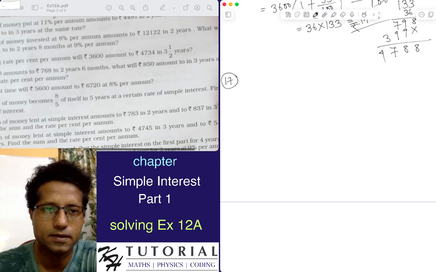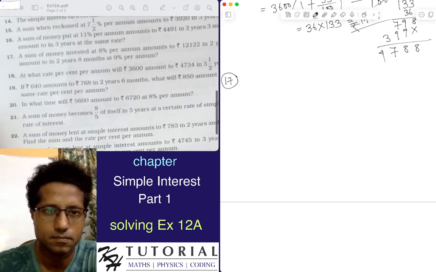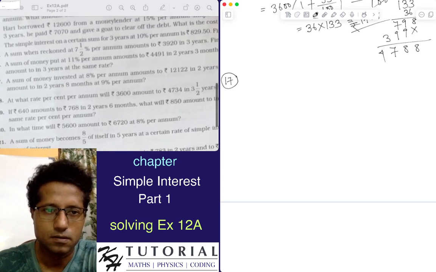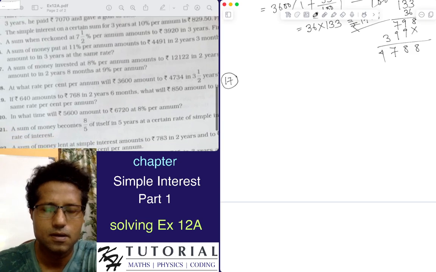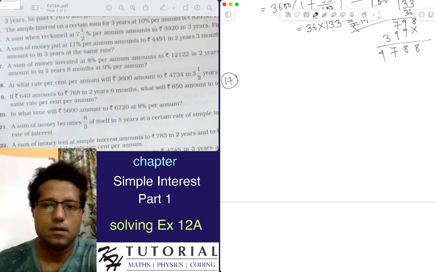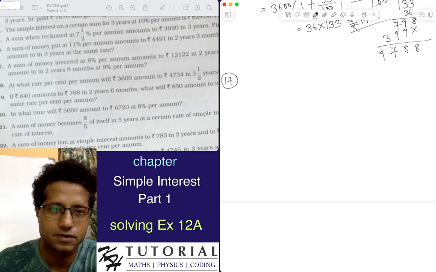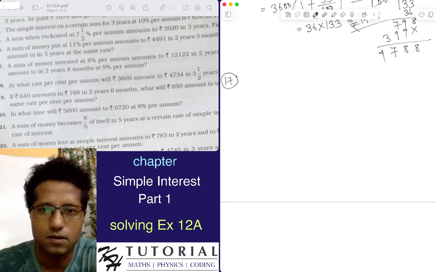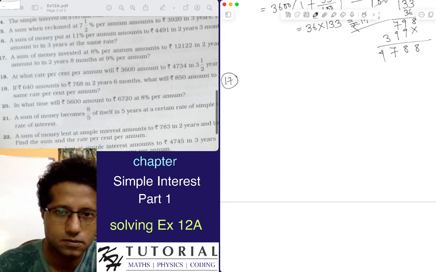What will it amount to in 2 years, 8 months at 9% per annum? Now let me see. I do not think we have to find the sum. So we have a sum of money invested at 8% per annum that amounts to rupees 12,122 in 2 years.